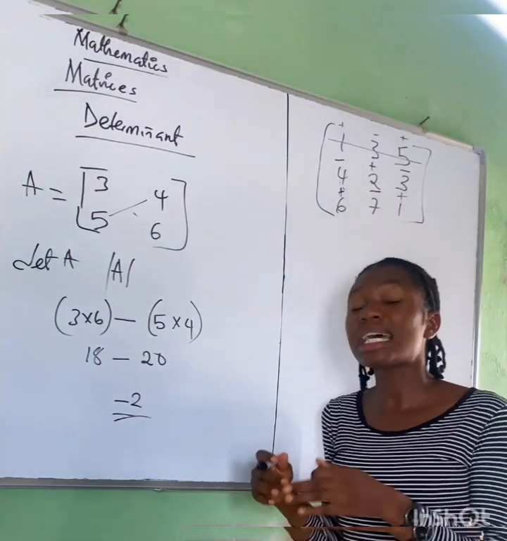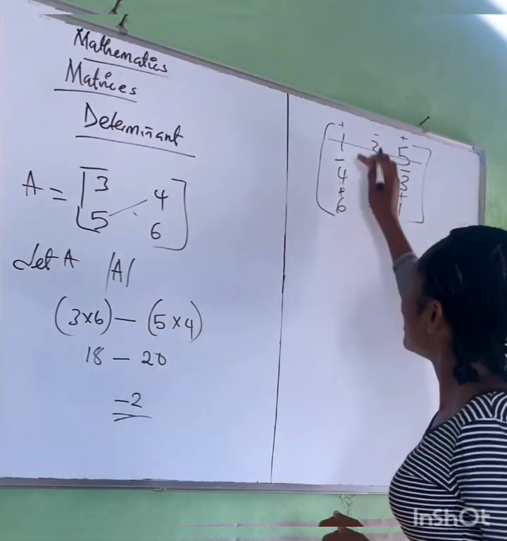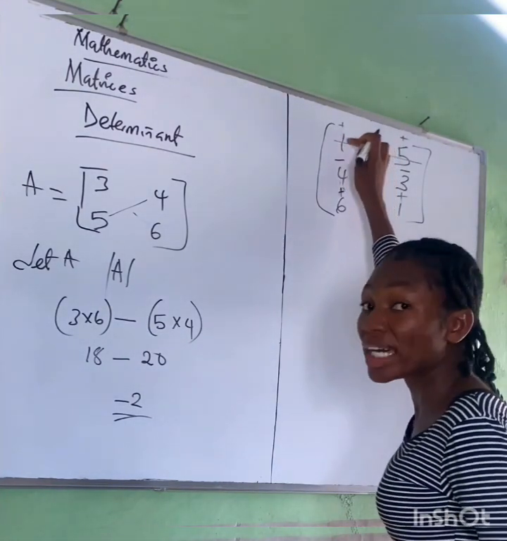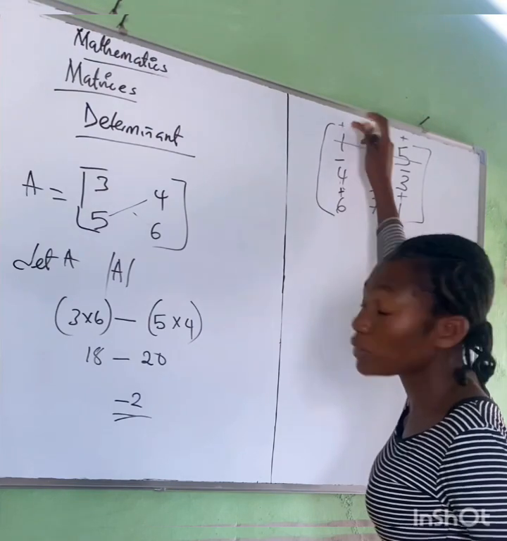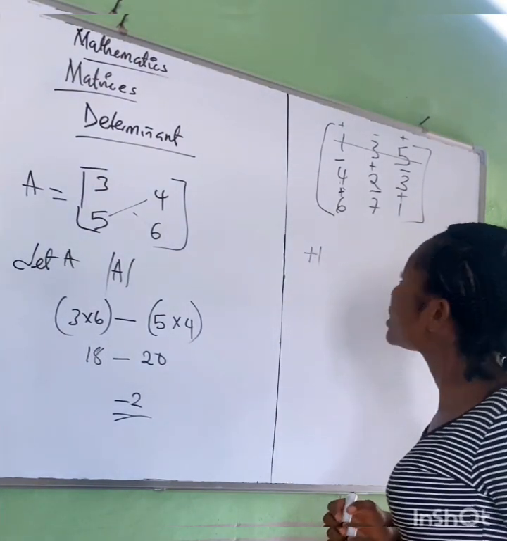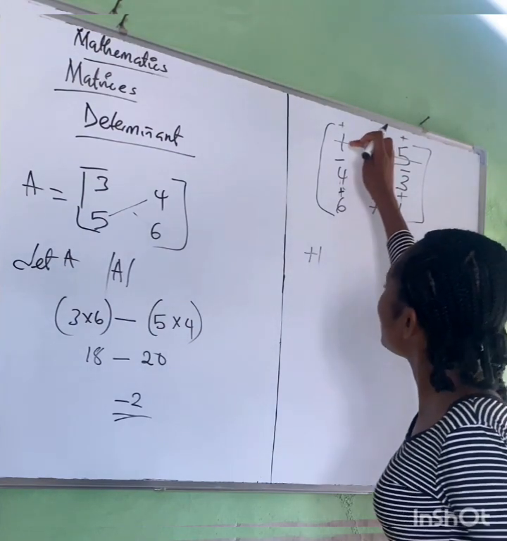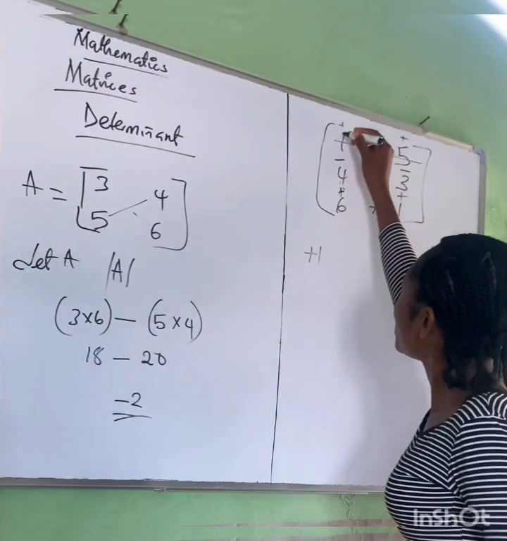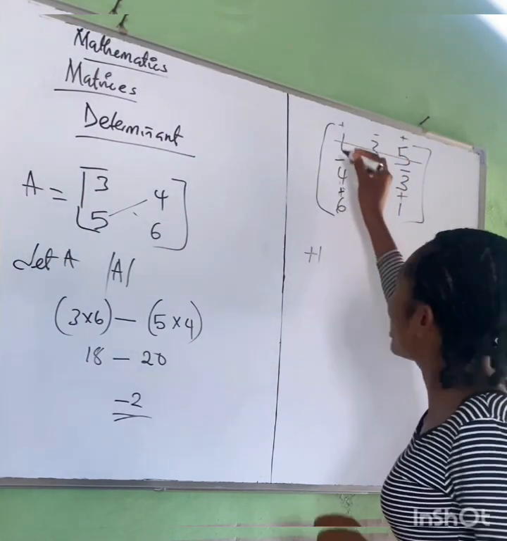All right, then that's how we're going to continue. What we're doing is, now the first number we're having here is 1, so I'm going to be taking it with the sign. That means we're having plus 1. So when we take it with the sign, we eliminate the row and column, which is the first column and the first row, right?